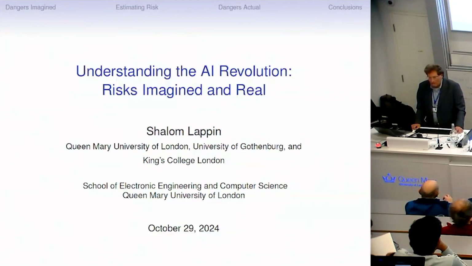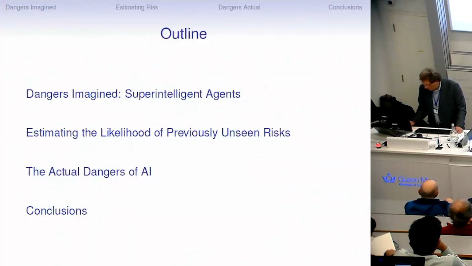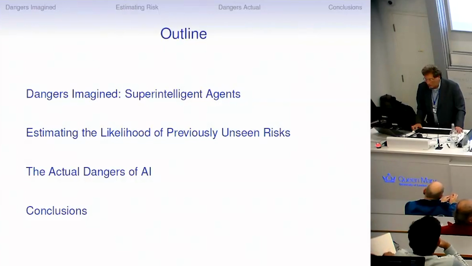So we'll start out with the Terminator, the Arnold Schwarzenegger Terminator scenario, which takes the form of super intelligent agents, and I'll argue that that's not something we can dismiss, but it's not something that's imminent or that we need to worry about immediately. Move on to the issue of how we estimate the likelihood of unseen risk, previously unseen risk, which is really what we have to talk about if we want to evaluate and assess the danger that we're constantly being warned about in the press and by various writers about super intelligent agents.